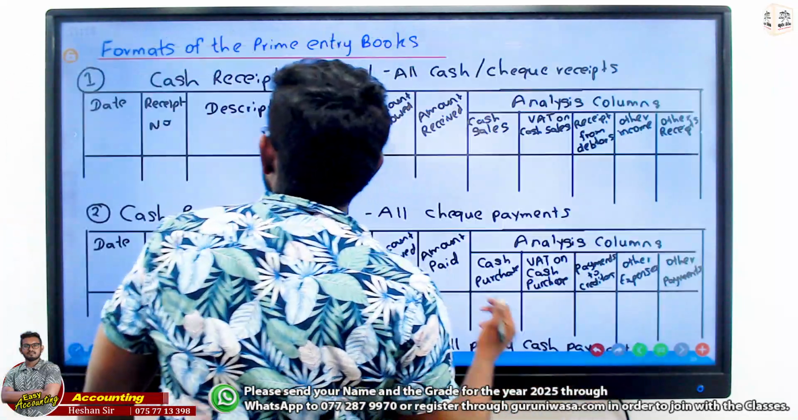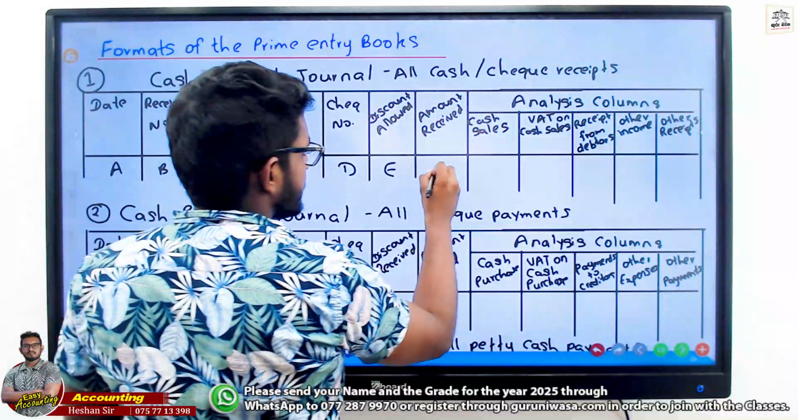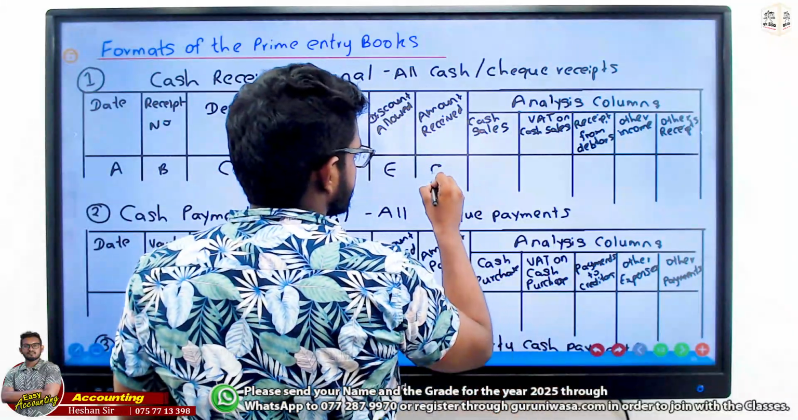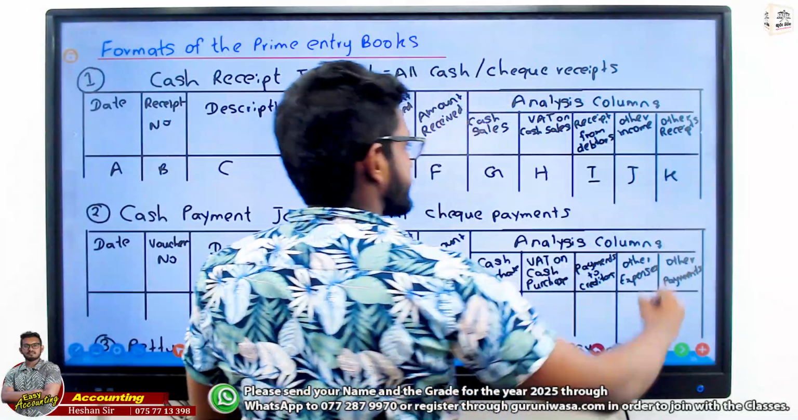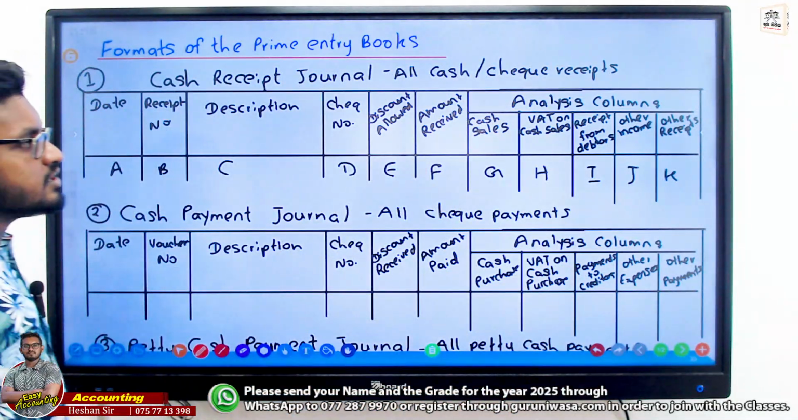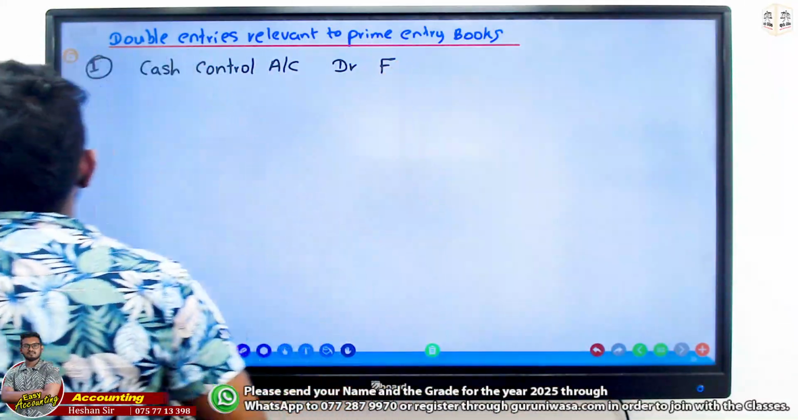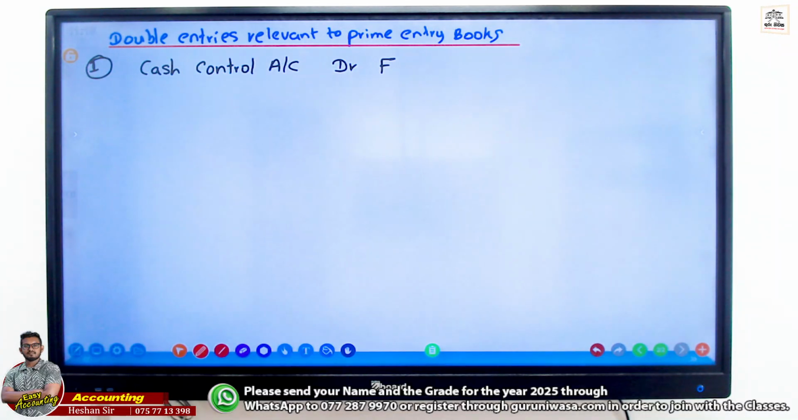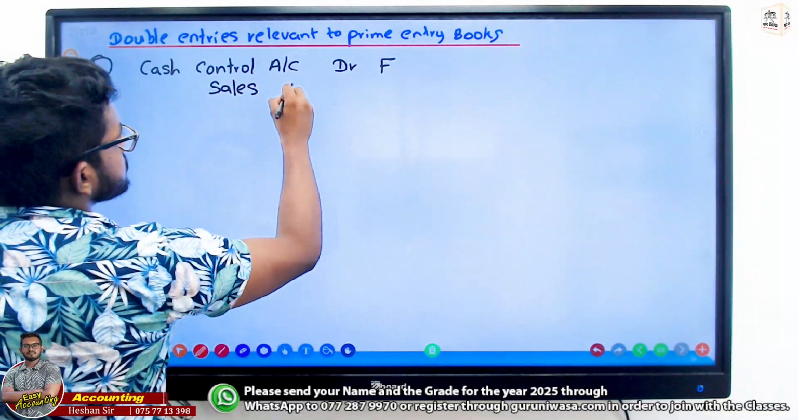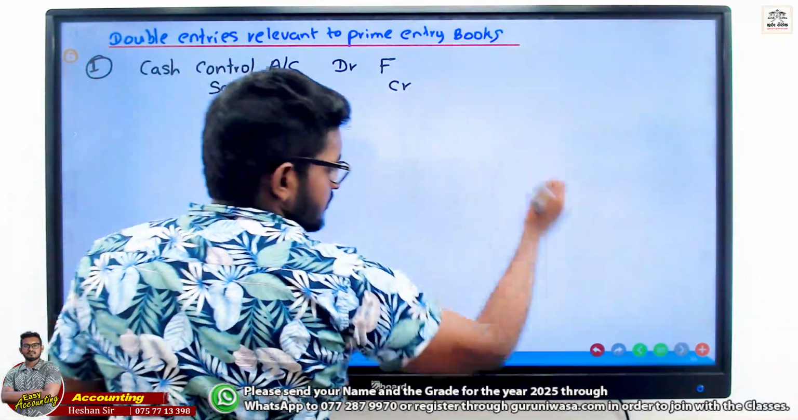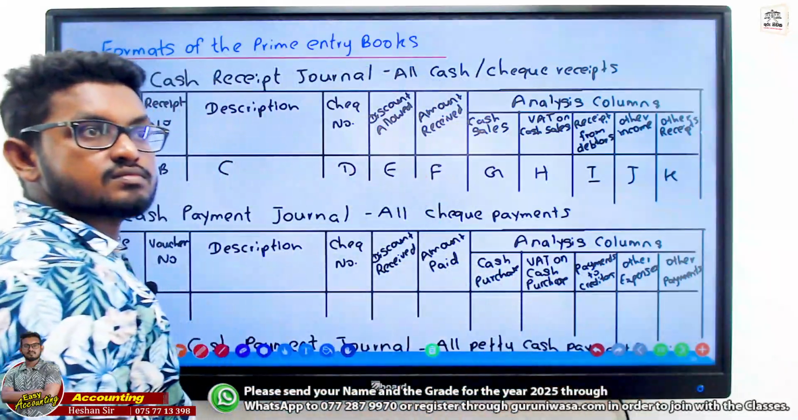If I name the columns A, B, C, D, E, F, G, H, I, J, K, right? So cash control account debit, the F column. Other accounts in the ledger, credit. Sales account, credit, the amount in column G.